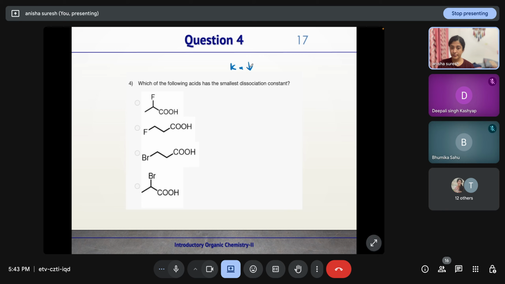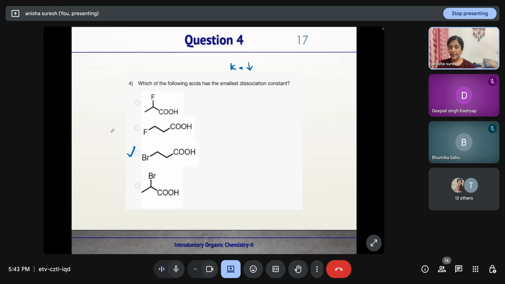Ma'am, option C. Option C will be the right answer. So what is the reason for that? Ma'am, bromine is less electronegative than fluorine, and moreover, it is at a larger distance as compared to the fourth one. So it will be less stabilizing to the conjugate base formed. Yeah, that is the right answer.